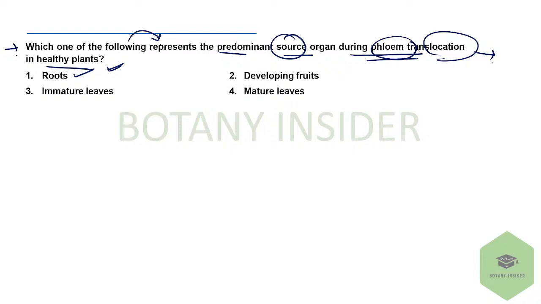So roots, developing fruits, immature leaves and the mature leaves. Where do you see the maximum phloem translocation in the healthy plants, which is the predominant source organ? Try marking the answer for the question, everyone.